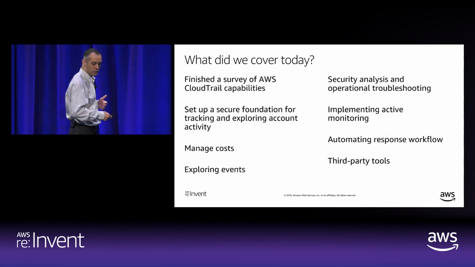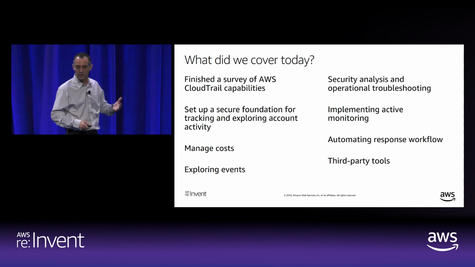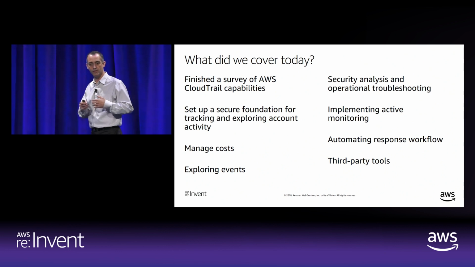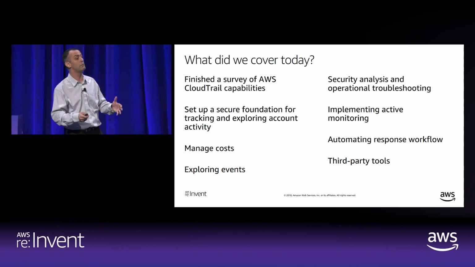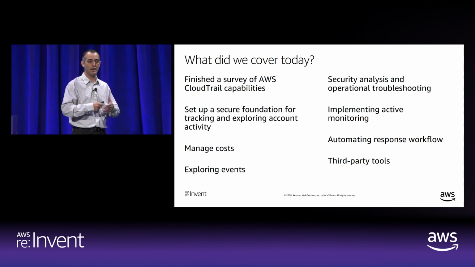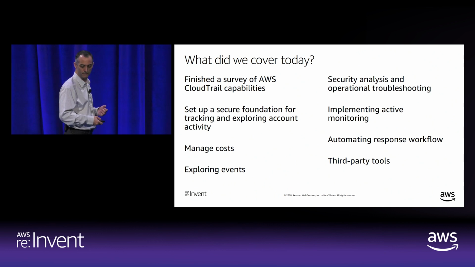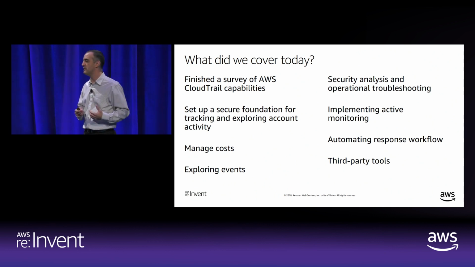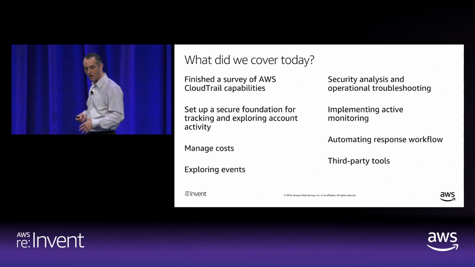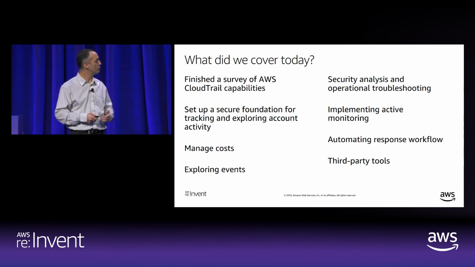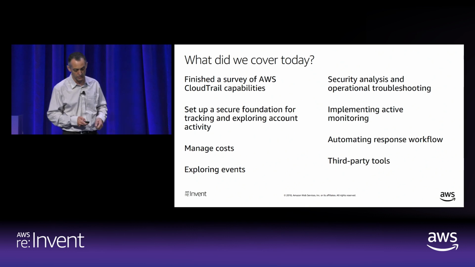All right, let's quickly rehash what we covered today. We took a survey of the CloudTrail features. We set up a secure foundation and a secure backplane for maintaining awareness in your account. We talked about managing costs. We also learned how to explore events with the different tools available, and we performed some sample security analysis and operational troubleshooting. We talked about how to implement active monitoring, and we also covered automating response workflows. And finally, we discussed third-party tools, and actually one thing we didn't include here was our pricing model.